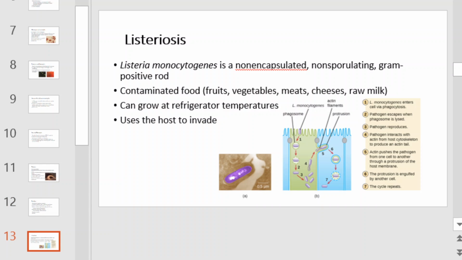Listeriosis is caused by Listeria, a non-sporulating gram-positive rod. It enters the body through contaminated food, specifically fruits, vegetables, meat, cheeses, and raw milk. It can grow at refrigerator temperatures.